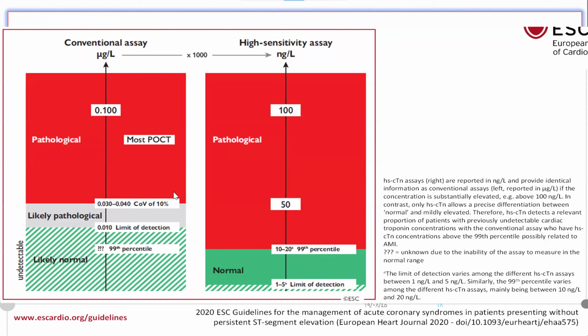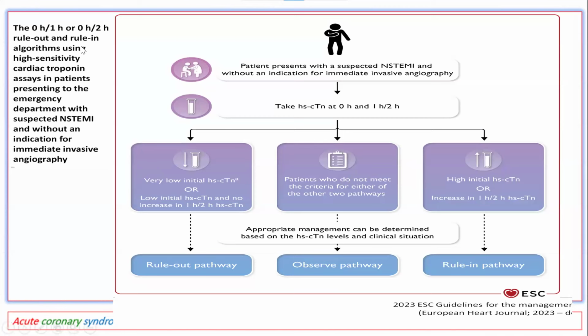This figure shows the importance of high sensitivity troponin compared with conventional troponin in detecting a coronary event and when it is elevated. High sensitivity troponin can be detected earlier than conventional troponin, so it can be used to rule in or rule out coronary events. So, the 0, 1, and 2 hour algorithm: if you have a patient with suspected non-STEMI and no indicator for immediate advanced treatment, then take high sensitivity troponin at 0, 1, and 2 hours. If the patient has a very low initial high sensitivity troponin, or a low initial high sensitivity troponin and no increase in the 1 or 2 hour high sensitivity troponin, then ACS can be ruled out.